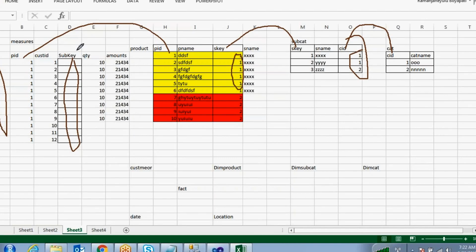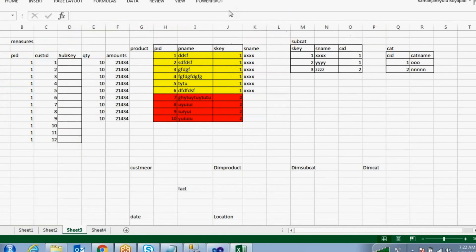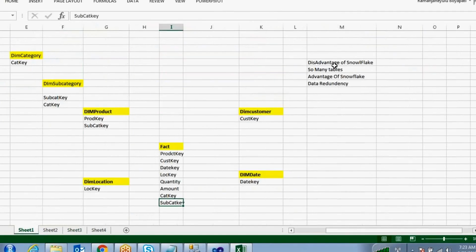Don't maintain it like that. Whenever you want to see which category a particular transaction belongs to, you just join this data with product to subcategory, subcategory to category. You can save the memory, right? So that is one advantage of reducing data redundancy: you can save memory by using the snowflake schema.